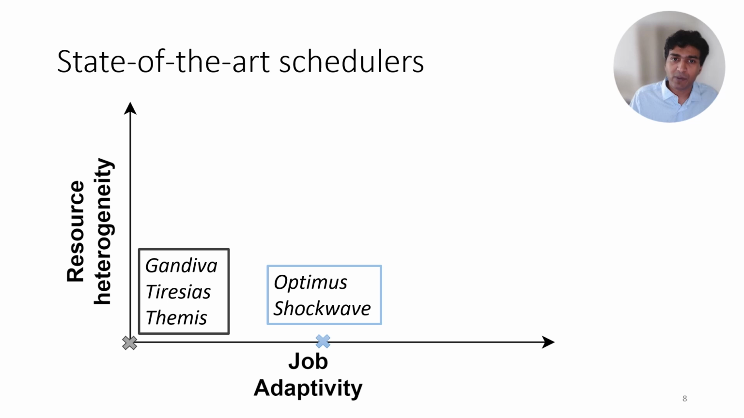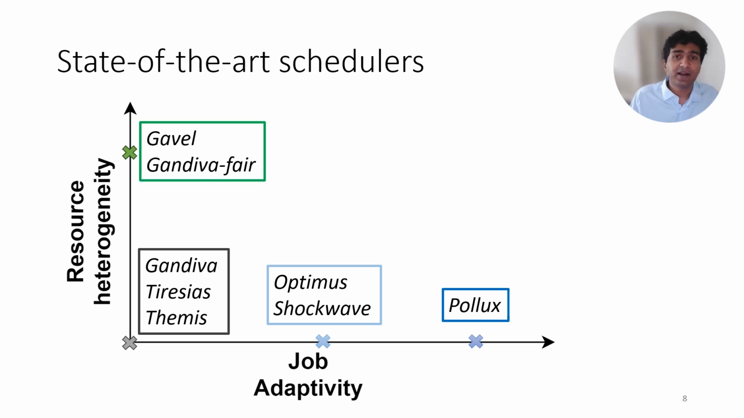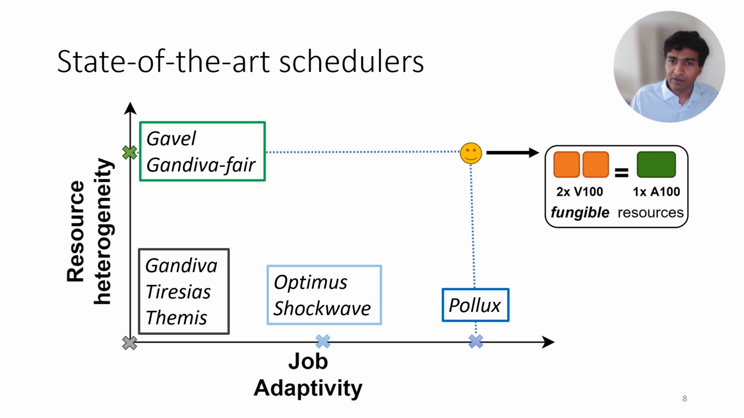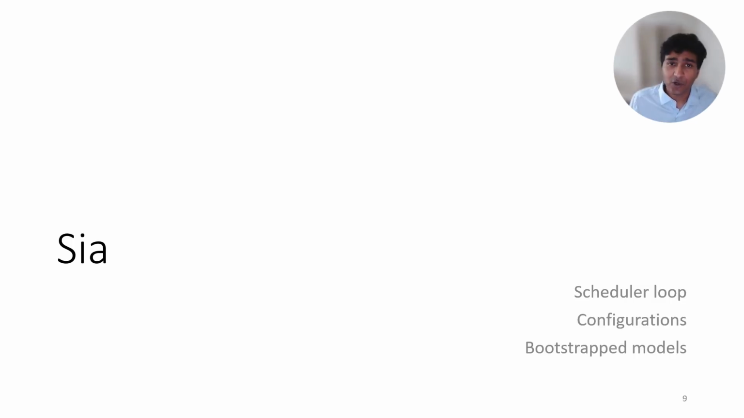Pollux supports full job adaptivity, but only on homogeneous clusters, and falls in the bottom right corner. On the heterogeneity axis, we have schedulers like Gavel and Gandiva Fair that can schedule jobs on heterogeneous resources, but do not take job adaptivity into account. We want to optimize job adaptivity on heterogeneous resources because GPU resources are fungible. For example, for some jobs, our A100 GPU could provide the same goodput as two V100 GPUs, making them fungible. Sia exploits this fungibility of GPU resources to optimize over the combined state space of job and resource adaptivity choices in a heterogeneous cluster. Let's get into the details of Sia and its components.